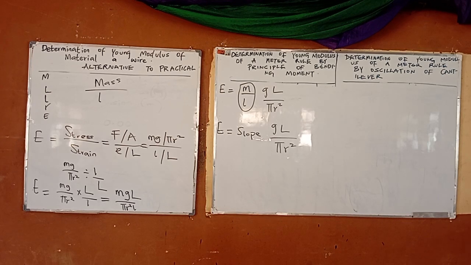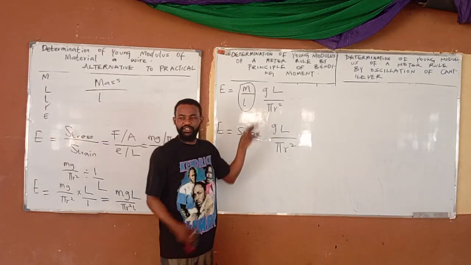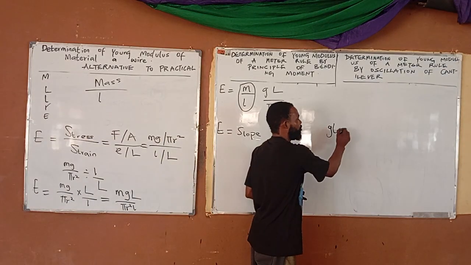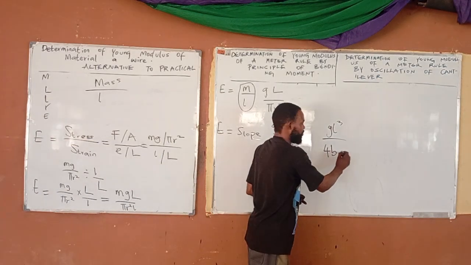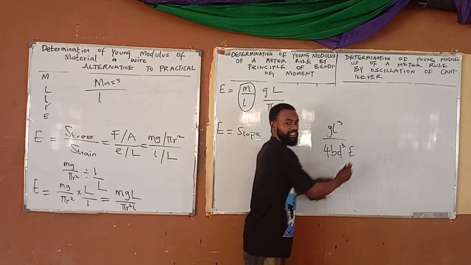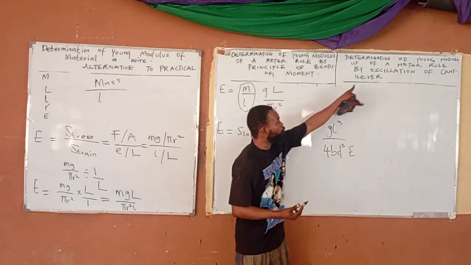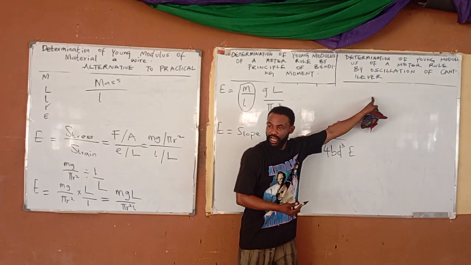Whenever you're determining Young modulus by using your extension and the length, it simply means that you are still on what Young modulus is all about, that is stress and strain. You get the point now? So please, that is why this practical does not have that GL cubed over 4b cubed E equation, because that one has its own equation as well.